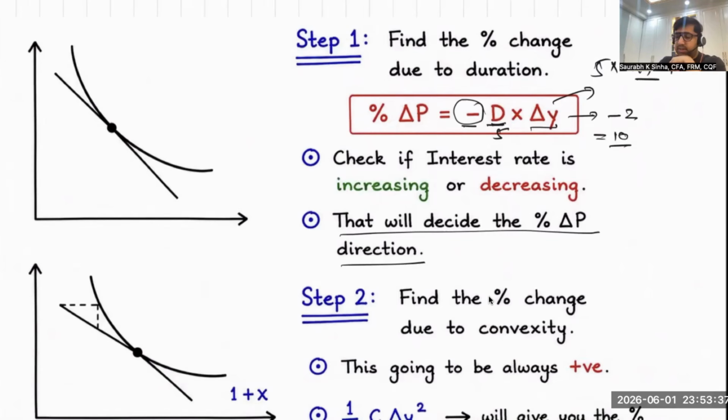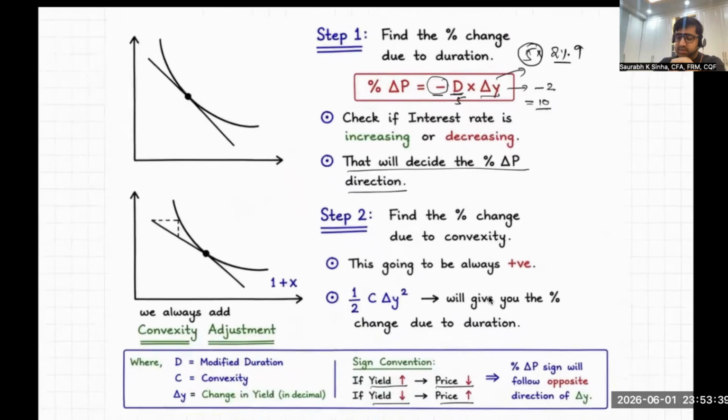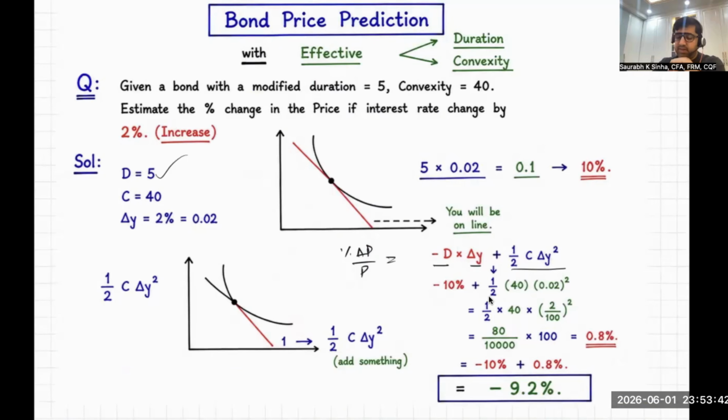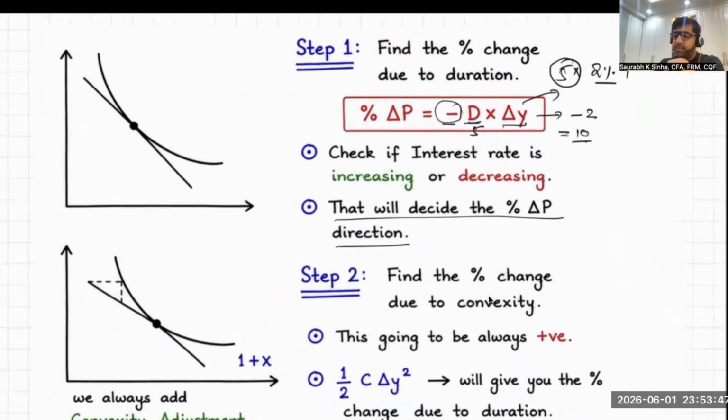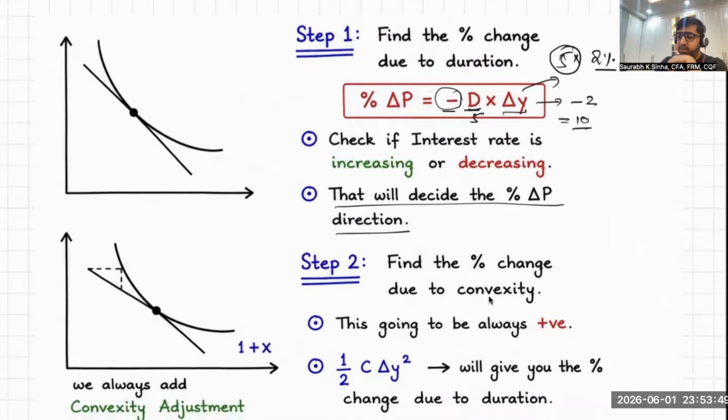So if the duration is say 5, which I think is given in the question, the change in interest rate is 2% and it is increasing, then the bond price will fall. So the percentage change in the bond price would be negative 10%, right? Because the interest rate is increasing, the bond price will fall. And this is because of the duration. This is what you have calculated with the help of duration.